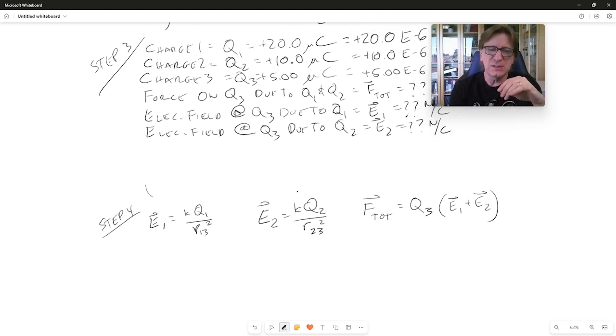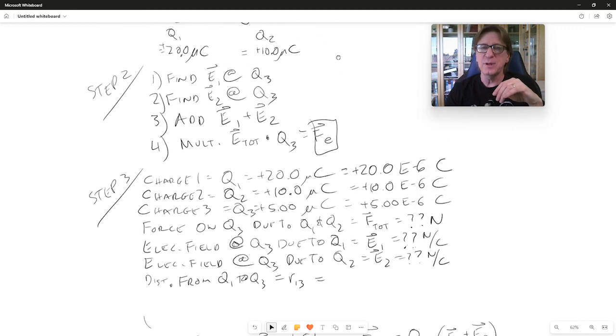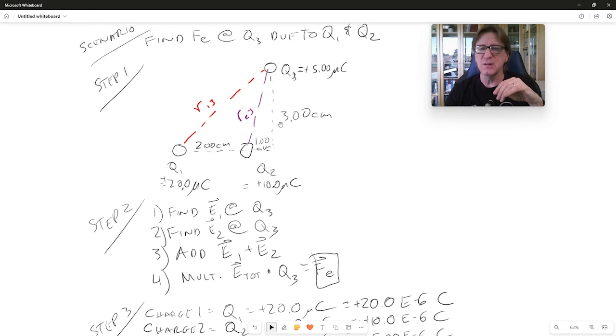So let's define a symbol that we can use. The distance from Q1 to Q3 is going to be R13, but that's not an unknown because I can go back up here and I've got a nice right triangle that I can use to figure this out. Here's one leg of the triangle, 3 centimeters, and the other leg of the triangle is 3 centimeters. If you remember from trig, that means it's a 45-degree angle, but we'll figure that out directly.